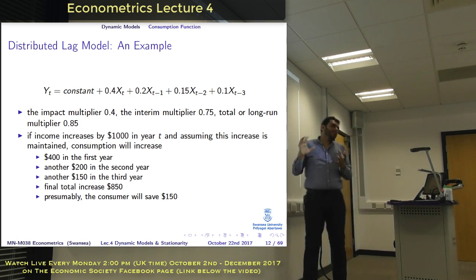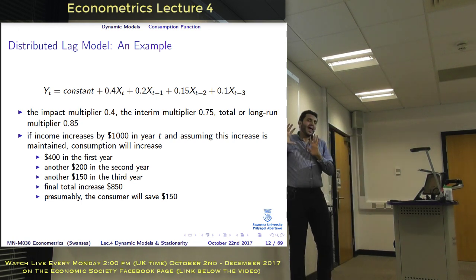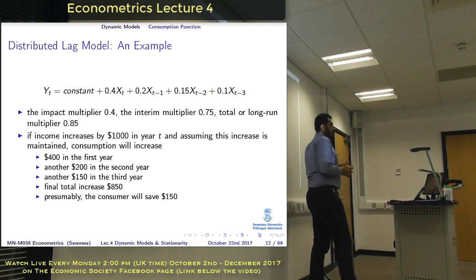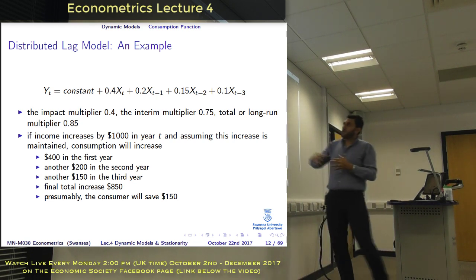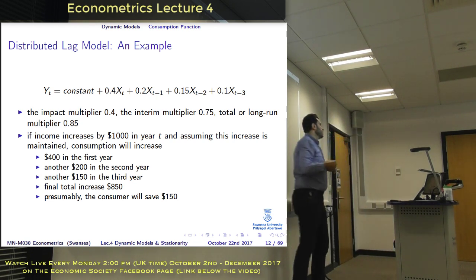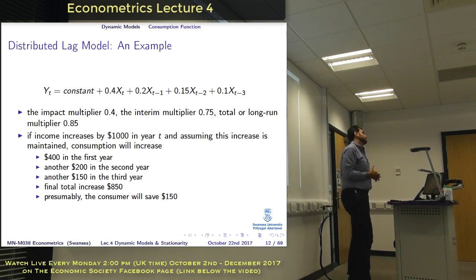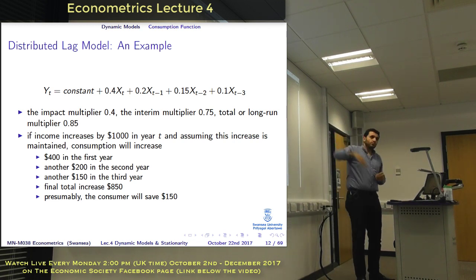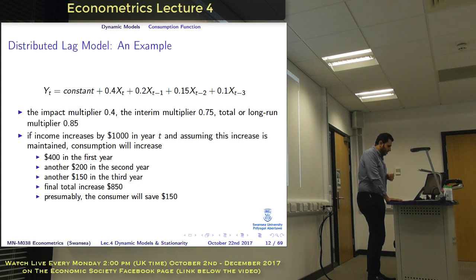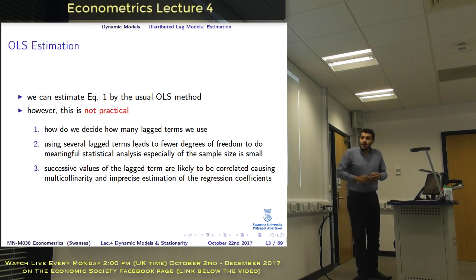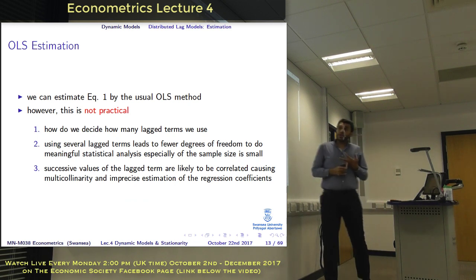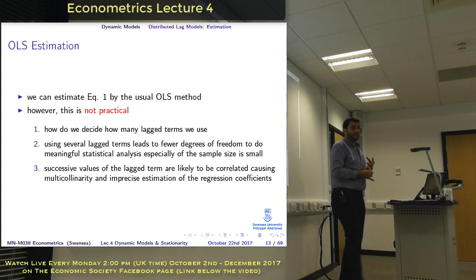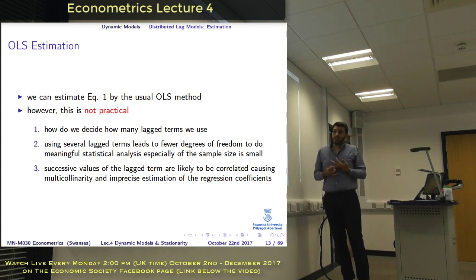So this is not the problem now. This is just a demonstration of what we should understand from these coefficients. The problem now is how we're going to estimate these coefficients, how we're going to come up with these numbers, 0.4, 0.2, 0.15, 0.1, etc. Using OLS isn't a good idea for many reasons.